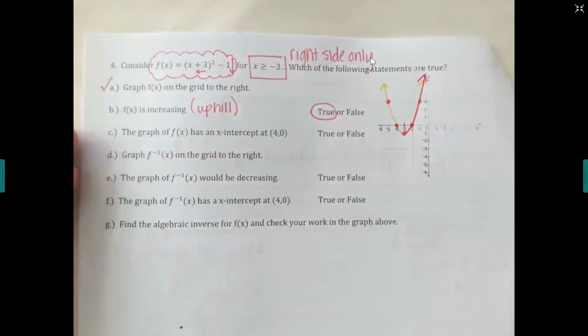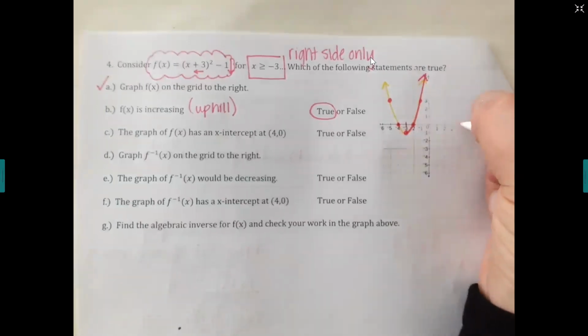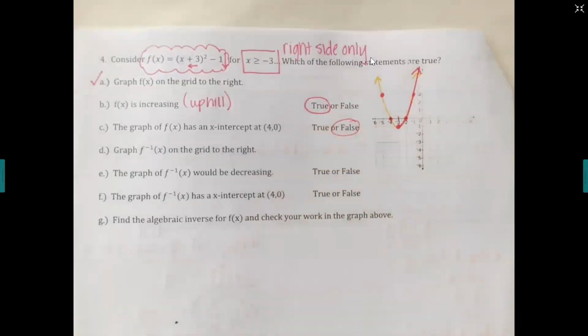And if you want to write for yourself, you get to use this on your QSA. Okay, increasing means uphill, think like the roller coaster, but you have to start on the left side and then work your way to the right. Okay, next one says I have an x-intercept at 4, 0. True or false? False. 4, 0 is way over here, so that is false.